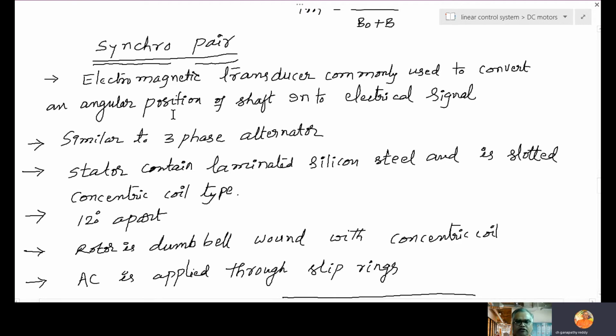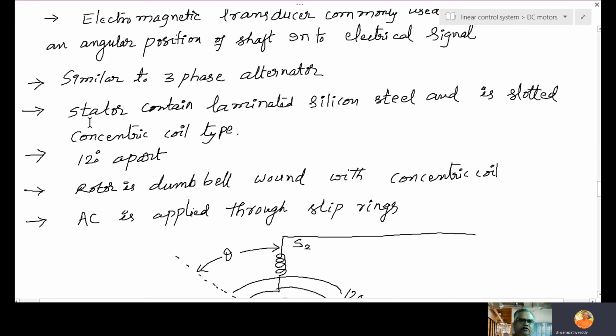Internally in the motor there is a shaft, and the shaft is rotating. The electrical signal whatever is coming is changed. So it's a transducer commonly used to convert angular position of the shaft into an electrical signal. In a big machine, this is used like an error detector. I will explain the importance of this motor later. It is similar to a three-phase alternator. Alternators, I hope you might have studied in basic electrical. If not, leave it.